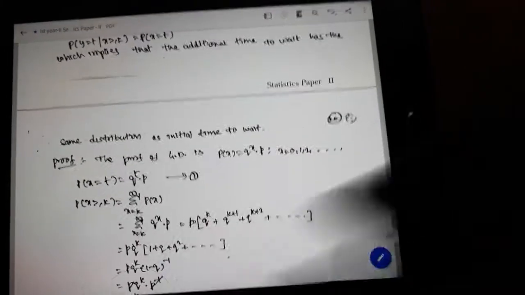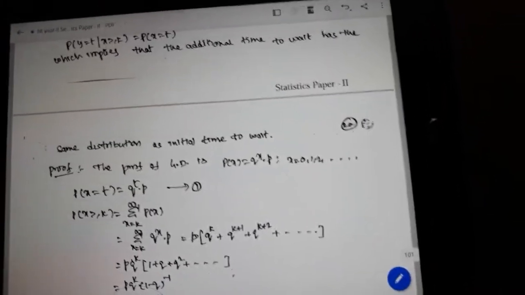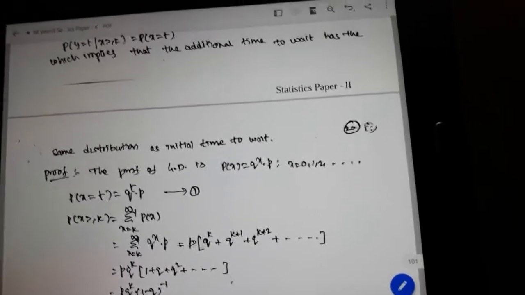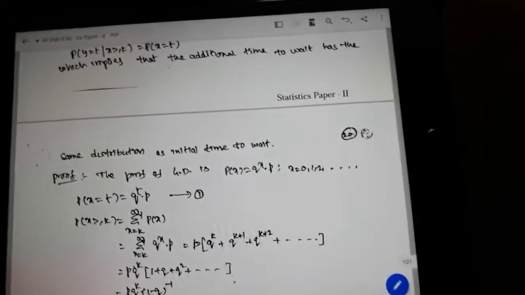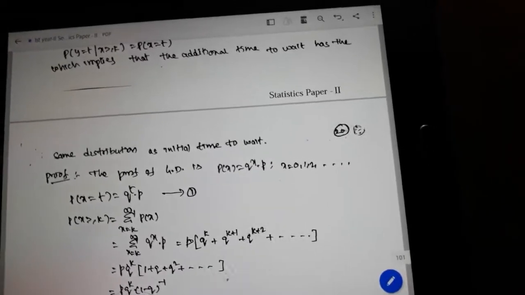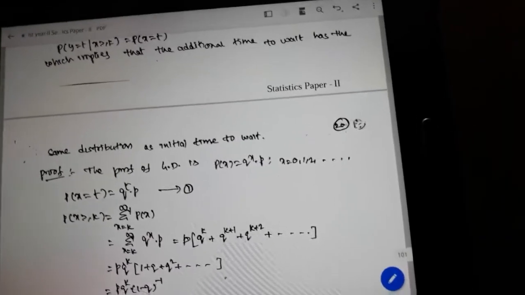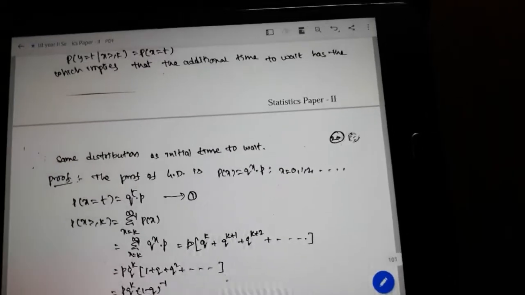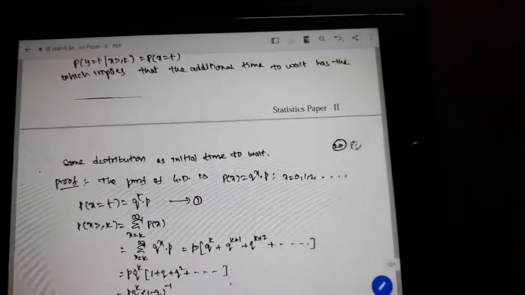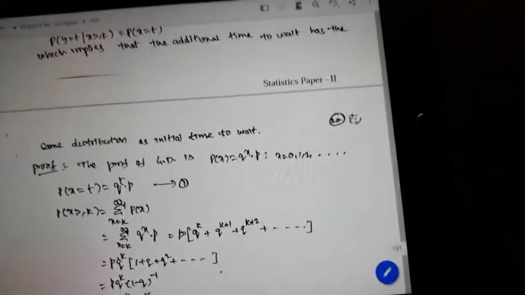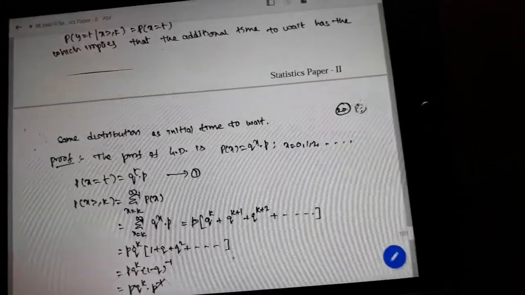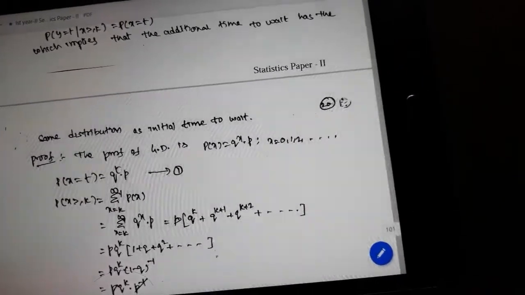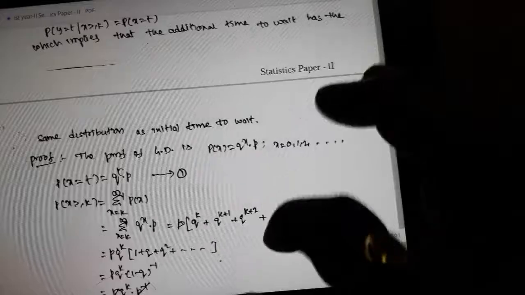So the PMF of geometric distribution: consider P(X equal to t), instead of x consider t. So P(X greater than or equal to k) is the summation x equal to k to infinity of P(x), which is the summation x equal to k to infinity of q power x into p. p is taken as common. The remaining is 1 plus q square and so on. That's why it is p q power k into 1 minus q power minus 1. 1 minus q is p, so that gets cancelled. The remaining is q power k.